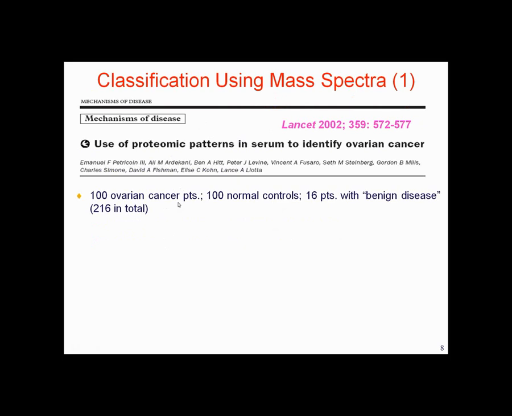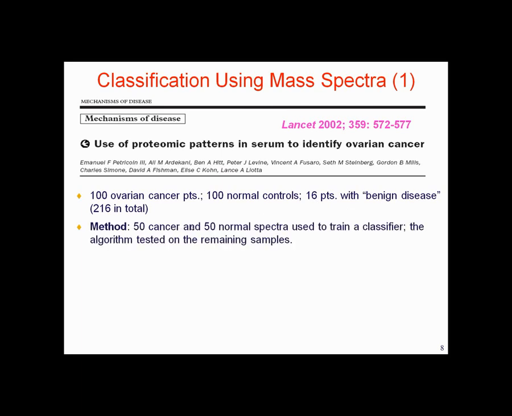They took 100 ovarian cancer patients, 100 normal controls, and 16 patients with benign disease, so 216 in total, and they developed a classifier. They took 50 cancer and 50 normal spectra and trained a classifier. Then they tested the classifier on the remaining 116 samples, all right? So the results were really impressive.